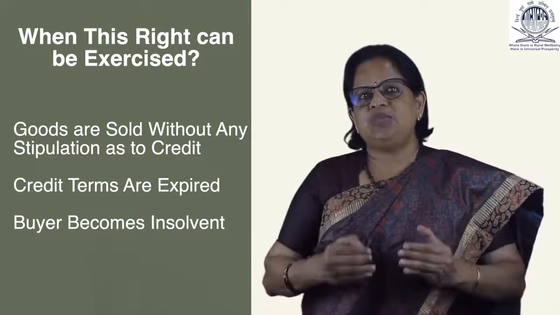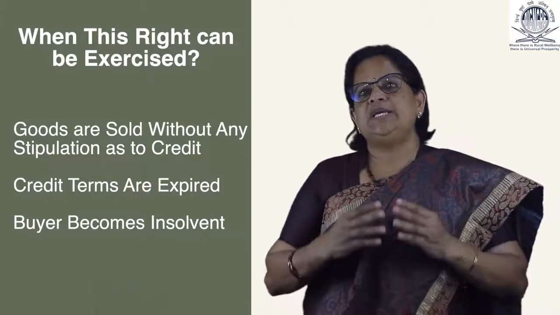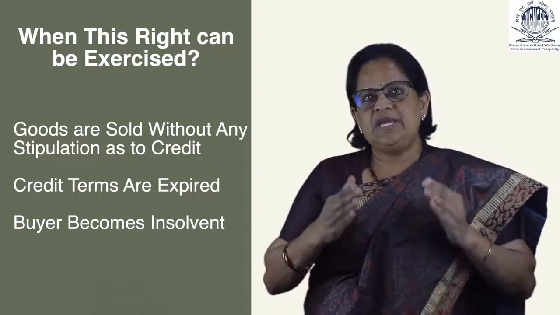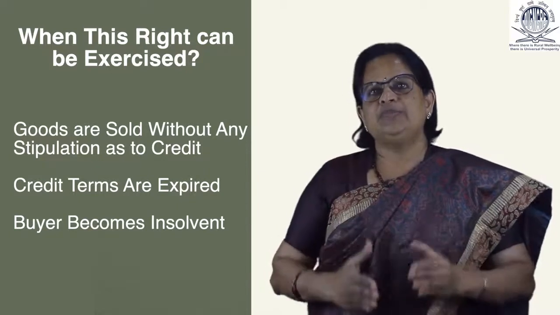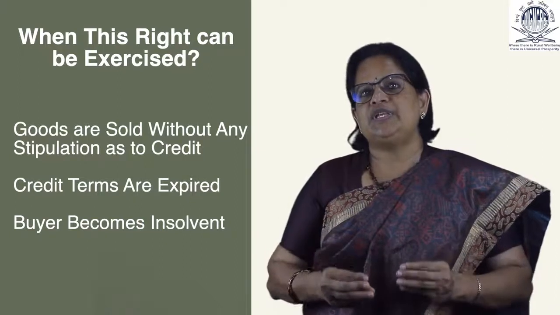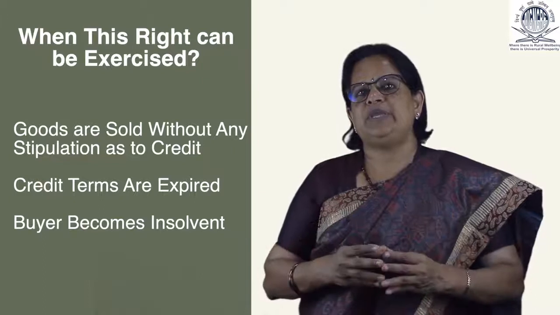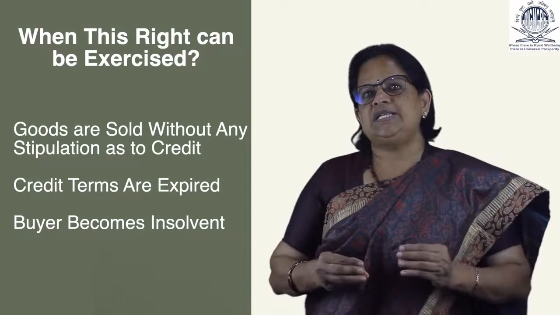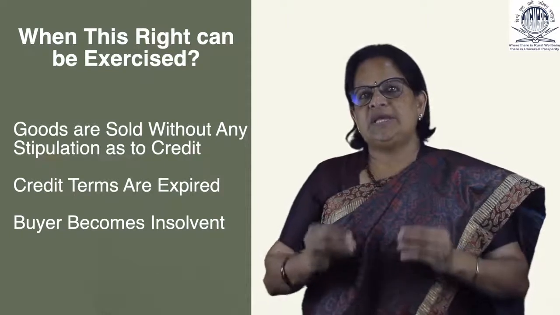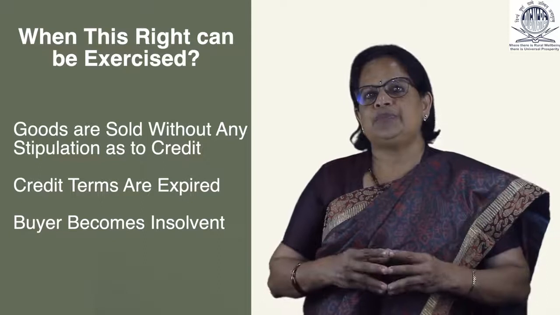Right of lien is explained in sections 47 to 49 of the Sale of Goods Act 1930. Let us understand the meaning of lien. Lien, as I told you, is the right to retain possession of goods and refuse to deliver them to the buyer until the price due in respect of them is paid. The unpaid seller's lien is a possessory lien. That is, this lien can be exercised as long as the seller has possession of the goods.